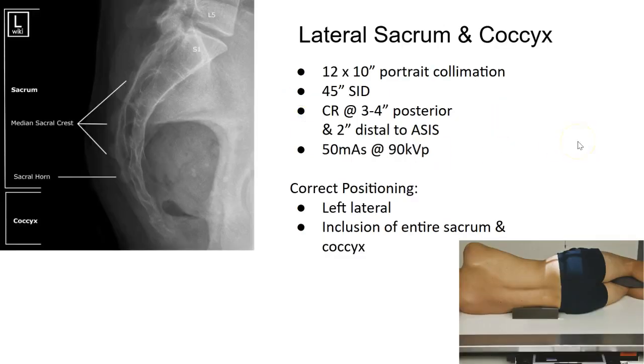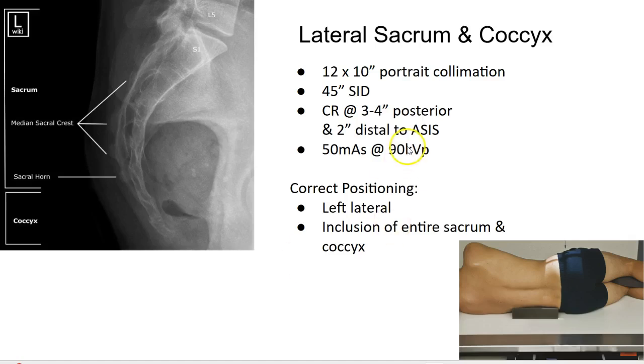All right, let's talk about sacrum and coccyx, and then we'll be all finished. Okay, so when we do lateral sacrum and coccyx, we're going to do it all on one image, which is nice. We're going to use 12 by 10 portrait collimation, and we're going to include the entire sacrum and coccyx, so that's nice. Use 45 inches SID, and where do you center?